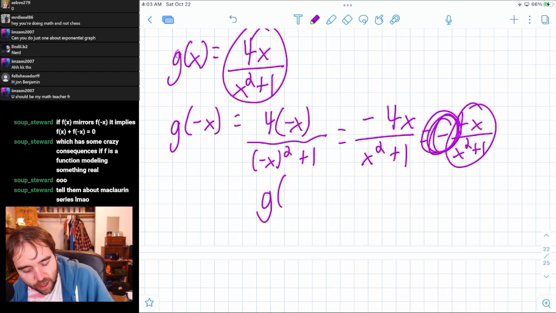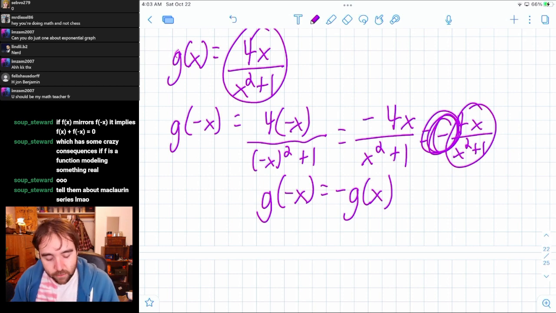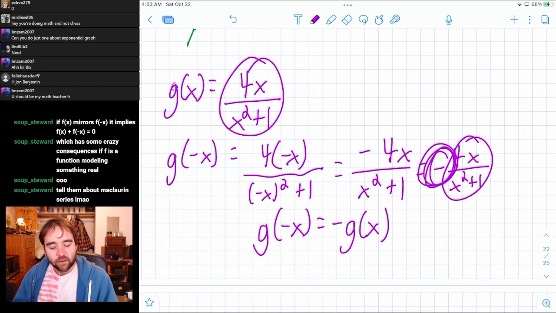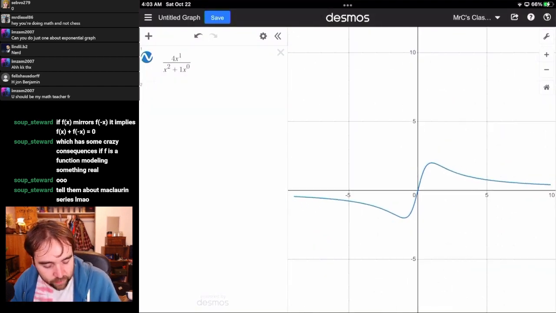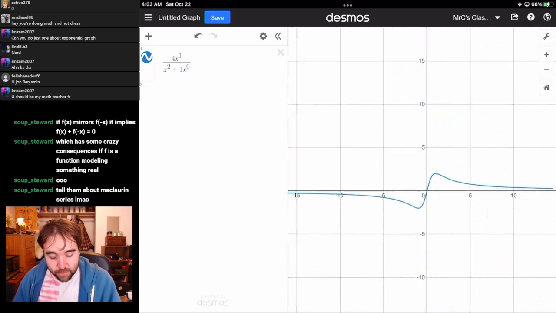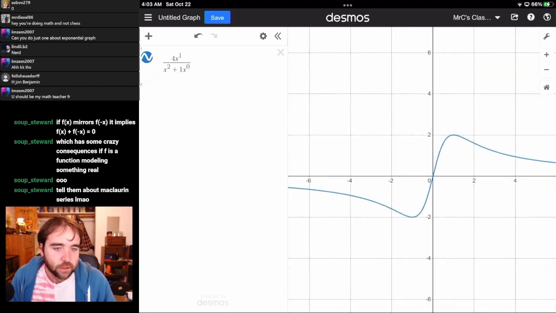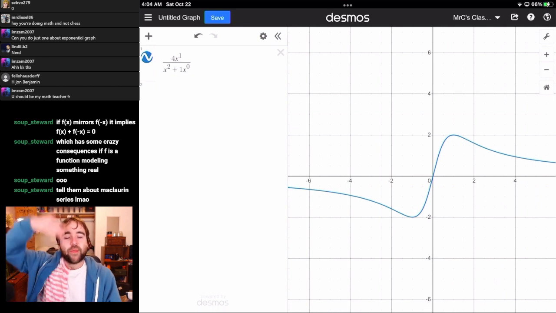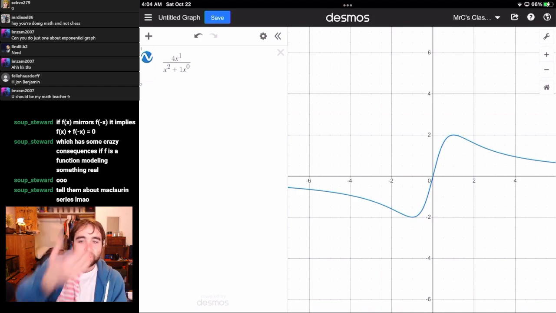We found g of negative x, and we just showed that it's equal to negative g of x. And that means that it is an odd function, because g of negative x is equal to negative g of x. And we see when we look at the graph that that is totally true. That is odd, or that is origin symmetry. When we flip that back up to the top and then flip it back over, it lands back in on itself.